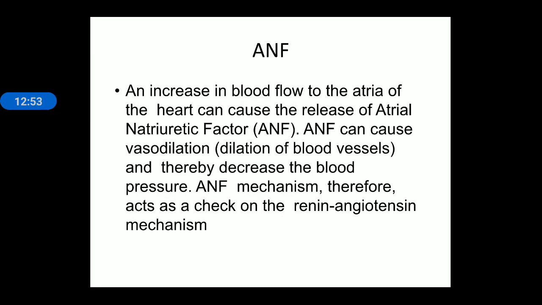Next is atrial natriuretic factor, ANF. Mainly this factor is related with the atrial portion of the heart. An increase in blood flow to the atria of the heart can cause the release of ANF. Means if the blood flow to the atrial portion of the heart increases, then the atrial part of the heart will release a factor known as atrial natriuretic factor. ANF can cause vasodilation. Means it will dilate the blood vessels and thereby decrease the blood pressure. The ANF mechanism therefore acts as a check on the renin-angiotensin mechanism. Therefore you can say ANF works just opposite to the renin-angiotensin mechanism.